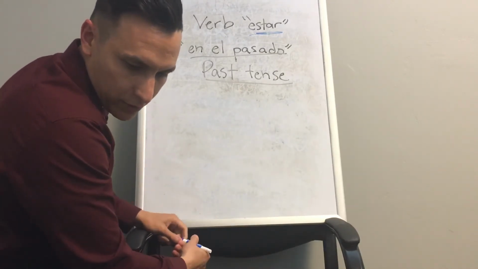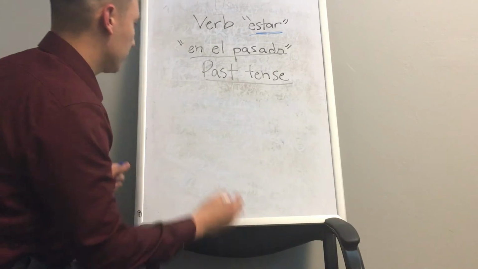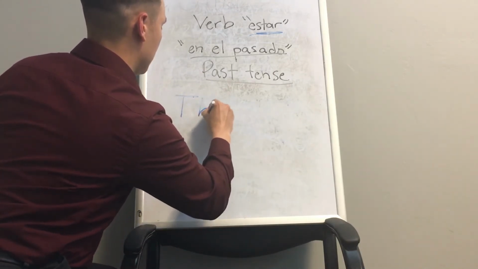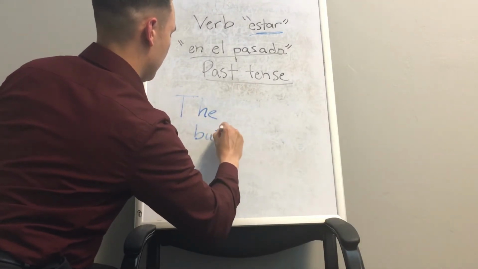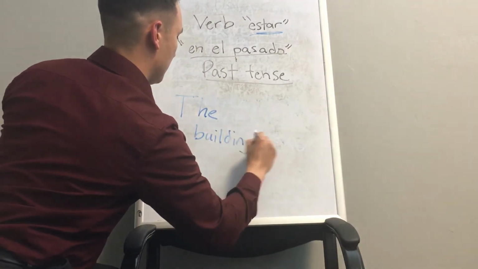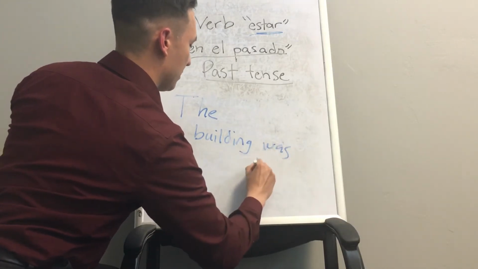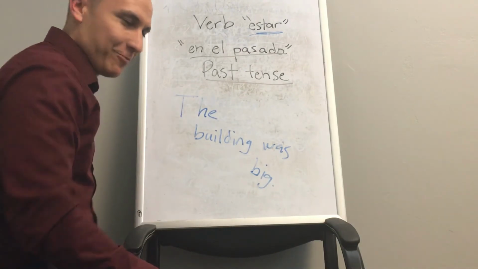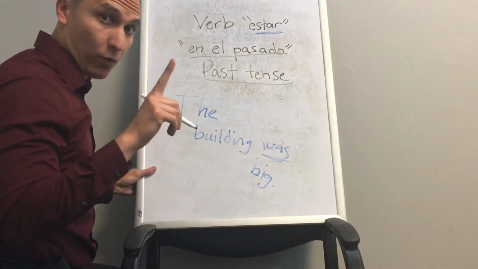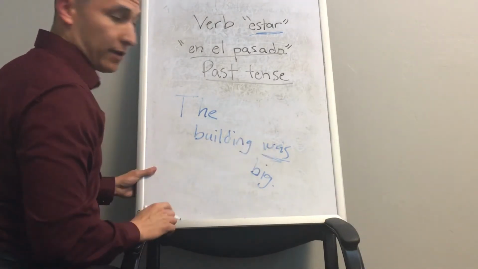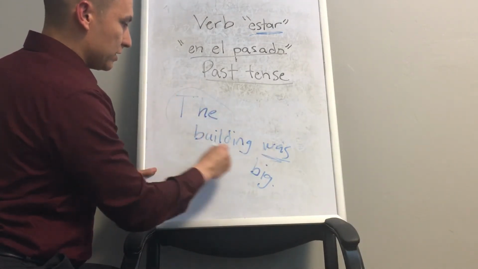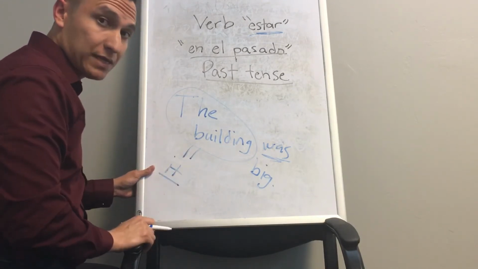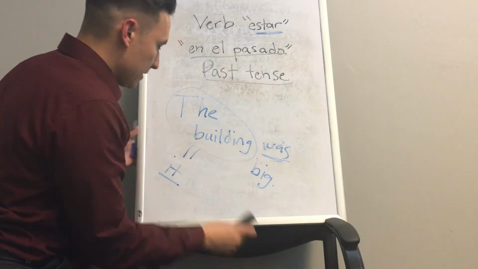Next, we'll do one using a thing. So we'll do maybe the building. The building was big. So hopefully you can identify the verb was, right? So we're just talking about one thing. The building was big. Or instead of the building, we could use that equals it. We could use it as well.